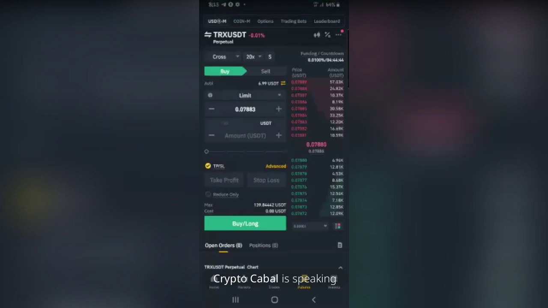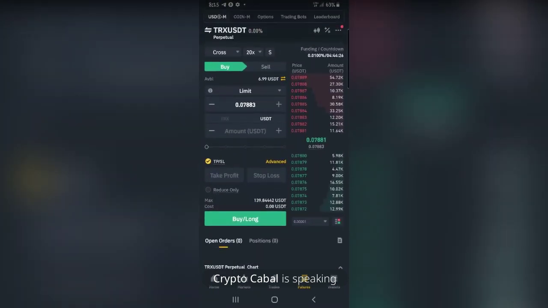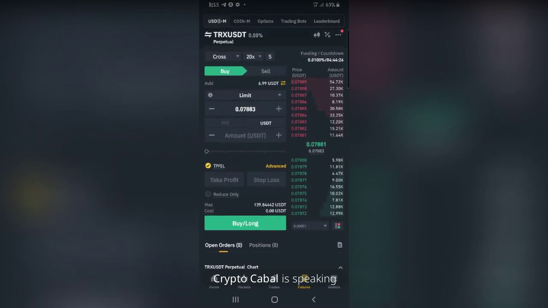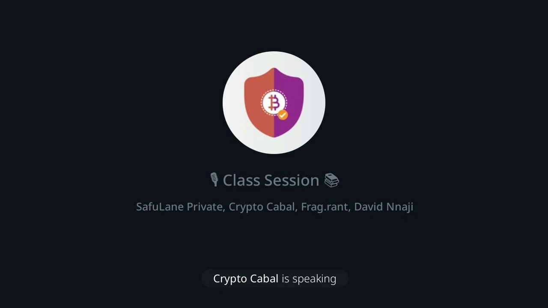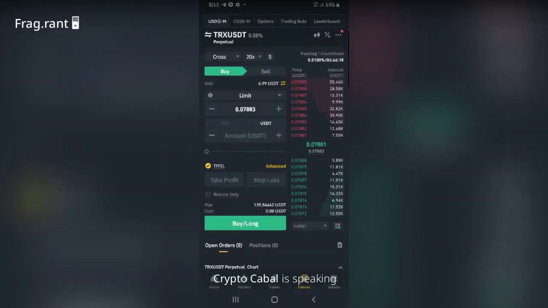Now, in the futures trading aspects, we have different terminologies, different things you need to understand so as to stay profitable with futures trading. On your screen, below the TRX USDT, you can see we have a place written as cross. I want you to click on that cross.